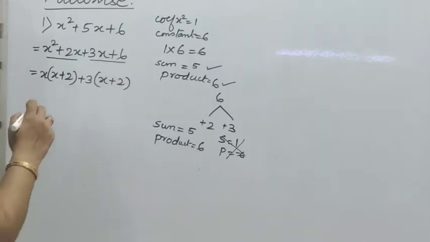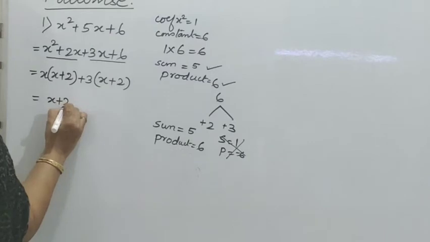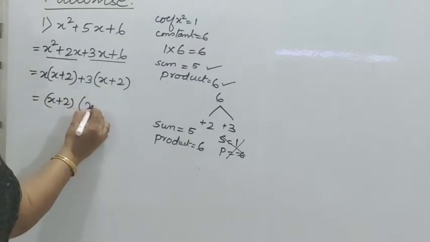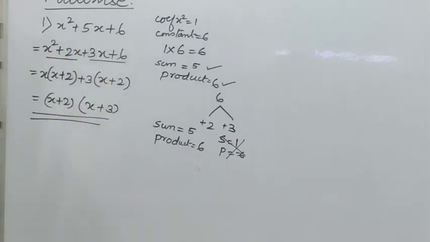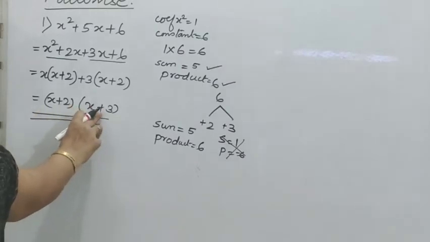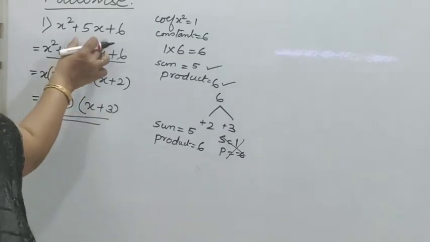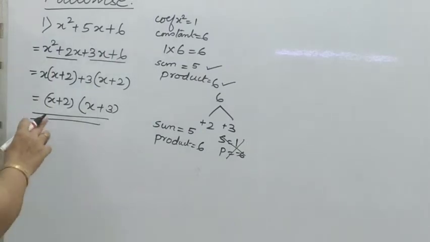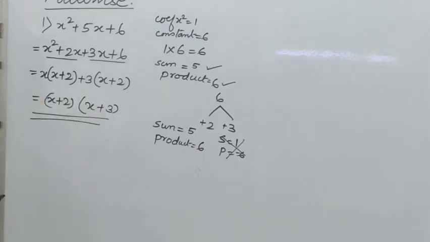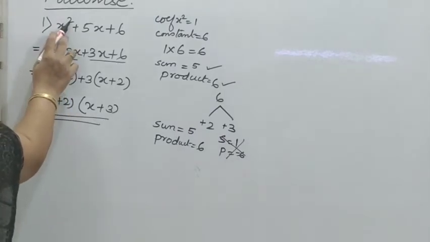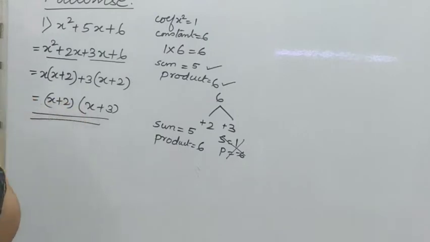Now again, which is the common factor? It is x plus 2. So again we are getting x plus 3 in the bracket. This is the answer: x square plus 5x plus 6 equals x plus 2 into x plus 3. That means this quadratic polynomial is expressed as a product of factors. When we write the factors, the degree of the factors should be less than the given polynomial; here the power is 1. So these are called the factors of x square plus 5x plus 6.